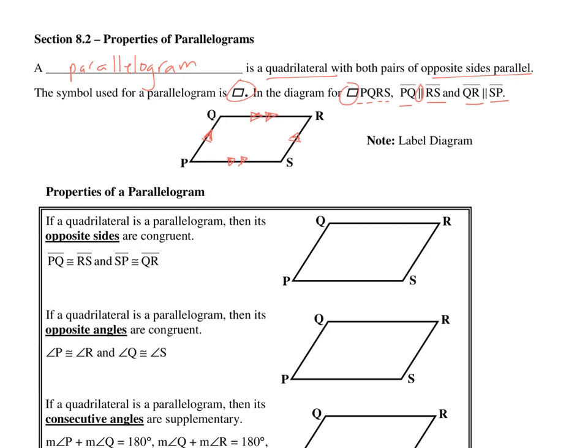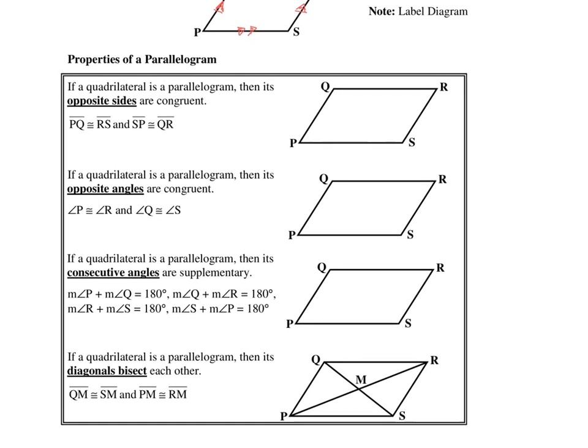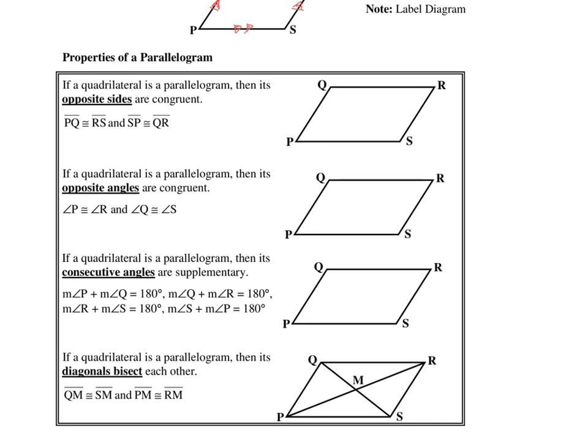All right, so I already labeled the diagram. Now we have a bunch of properties for parallelograms. Let's take a look at these. All right, so if a quadrilateral is a parallelogram, then its opposite sides are congruent. PQ is congruent to RS. Segment SP is congruent to segment QR.